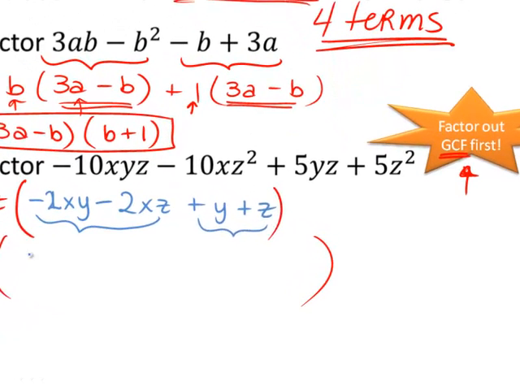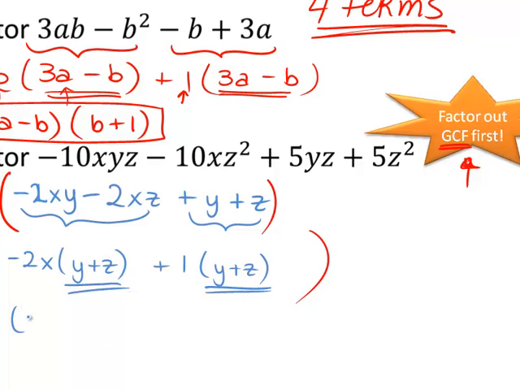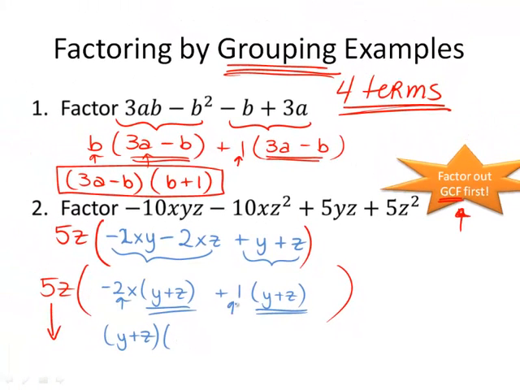Combine the terms. Here we've got a common factor of negative 2x, leaving us with y plus z. And here we have no common factor other than 1, and you can just write it in this format so it's easier to see. So we've got this common factor of y plus z that's coming out, and we're left with a negative 2x plus 1. Notice the 5z needs to be written at the end to complete your question.